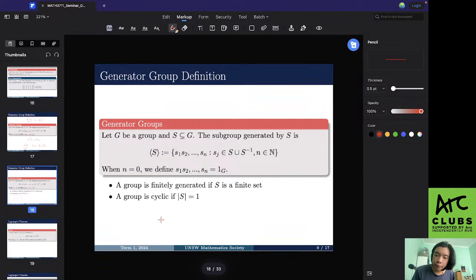Now, if we have a group and we know that it's generated by a set S, which is finite, then we can say that that group is finitely generated. And if a group has a set with one element, maybe that element is A, we say that it's cyclic because it either forms a cycle or it has an infinite number of elements, and we know that every element has to be some power A^n, where n is an integer.